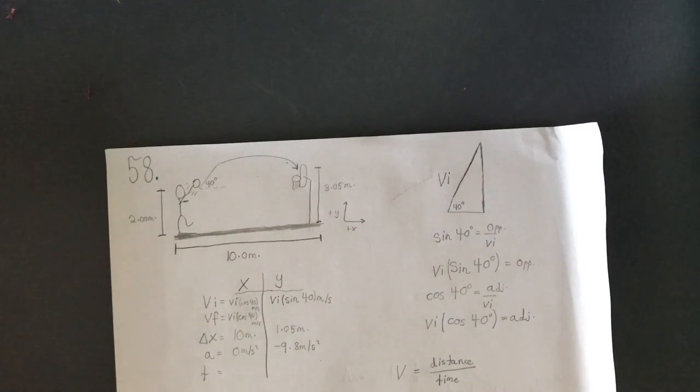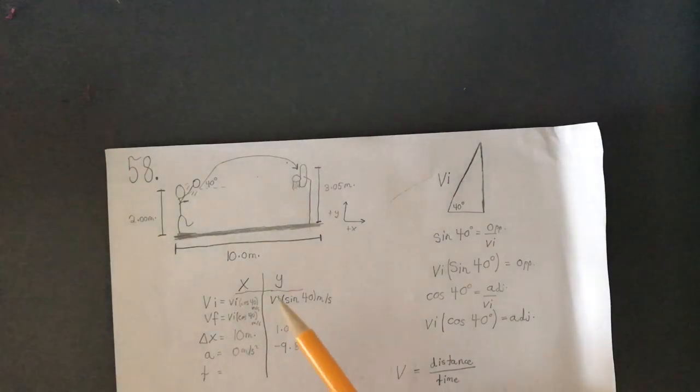Number 58. A 2-meter tall basketball player is standing on the floor 10 meters from the basket, as in figure P358. If he shoots the basketball so that it goes through the hoop without striking the backboard, the height of the basket is 3.05 meters. So first we're going to draw a diagram.